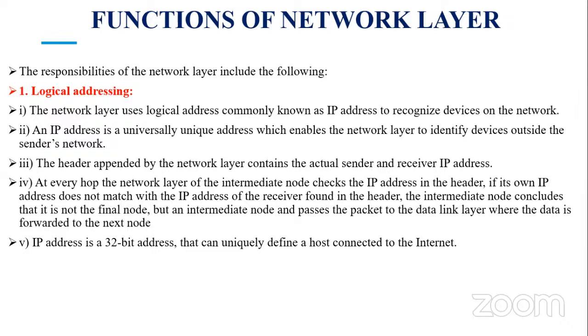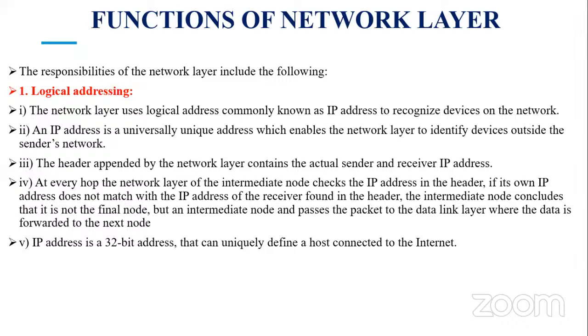And the header appended by the network layer contains the actual sender's IP address and receiver's IP address. That is the same as the first point. So at every hop, the network layer of the intermediate nodes checks the IP address in the header. Like if there are 10 routers, 10 networks, it will reach network 1. It will check to which network it has to travel, and based on the IP address, it will forward.